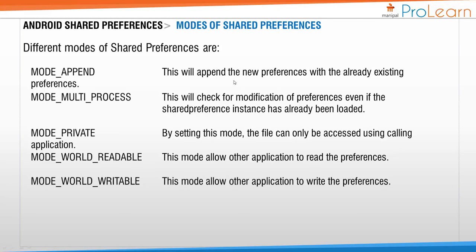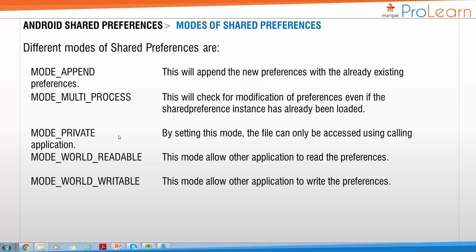Mode append: this will append the new preference to the already existing preference. Suppose you have an already existing preference and you want to append some data to it, you can specify mode append. Then mode multiprocess: this will check for modification of preferences even if the shared preference instance has already been loaded. If there is any modification that you want to do, you can do it. Mode private: by setting this mode, the file can only be accessed by the calling application. That is, it can only be accessed by the particular application that created it.